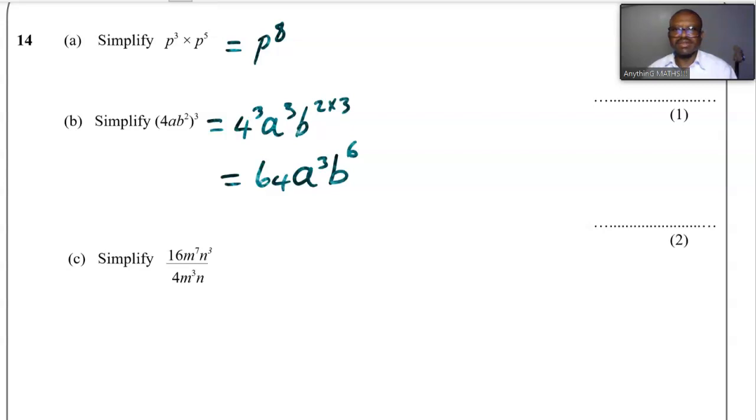The next one, we have 16 divided by 4. That will give us 4, isn't it? So we get 4 here. And then we have M raised to the power 7 divided by M raised to the power 3. So 7 minus 3 will give you 4. So M raised to the power 4. And we have N raised to the power 3 divided by N, which is a power 1. So it's going to be N raised to the power 2. Okay.